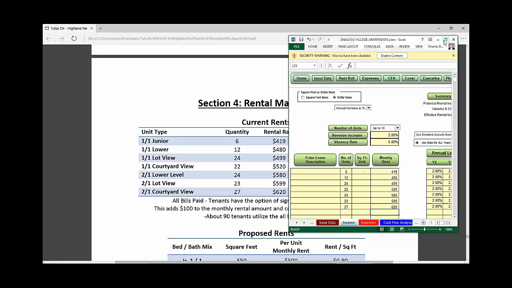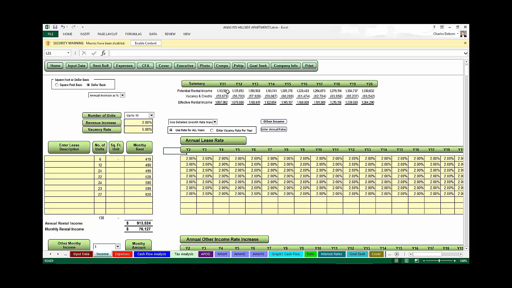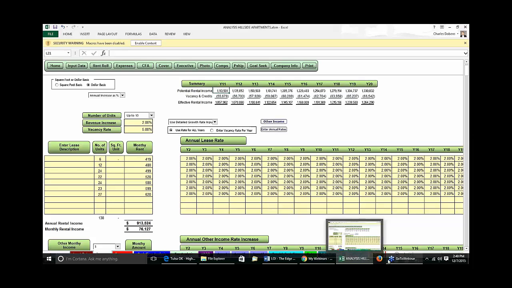Boom. All right. So what does that tell me? That shows me right up here what the gross potential rent is based upon the current rents: $1,135,810. So if everybody paid all the rent at the market rates, or the current rents, all 12 months, this property will collect $1.13 million.